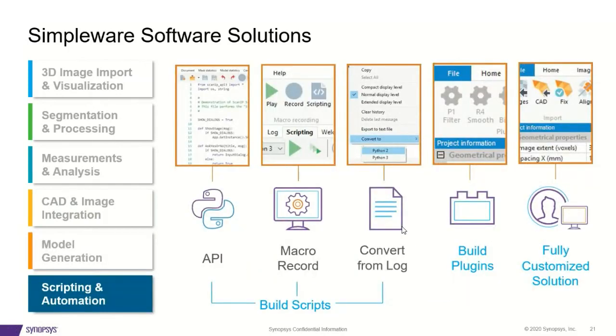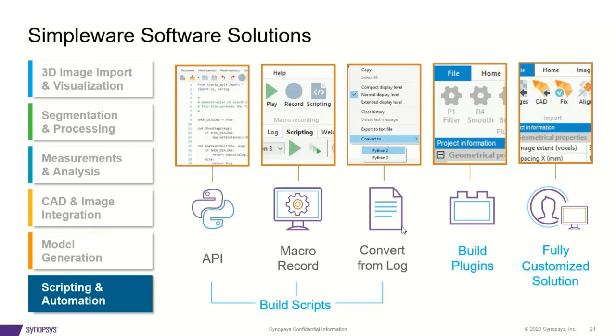And again, as I mentioned, everything that can be clicked can be scripted. So you have full access to the API. You can do a macro recording showing here. You can convert the log of each step that you've completed into scripting. So those are the ways you can build the scripts. You can also build plugins, so actually your own buttons within Simpleware, really make the software your own based off of your workflow, or a fully customized solution where we can pull in our R&D team and help you generate some fully customized solutions.